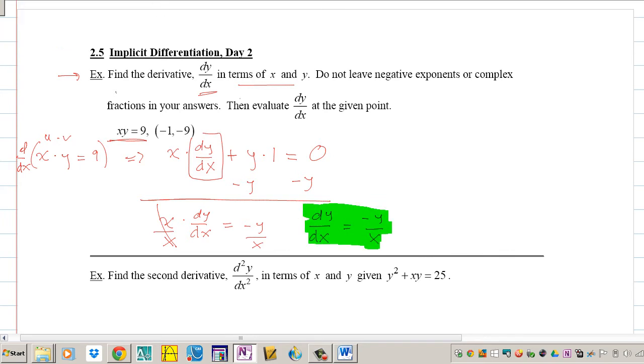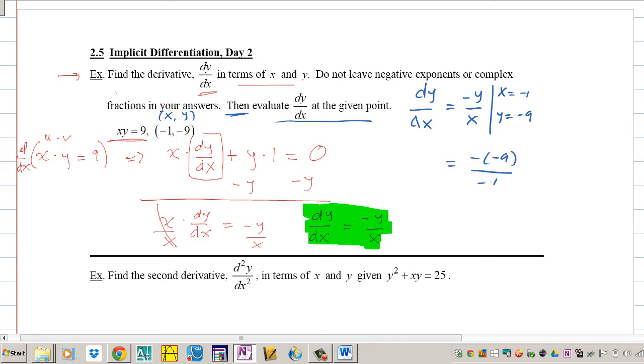Letter B. Well, there's no letter B, but it says here, then evaluate the derivative at the given point. Here's my given point, x comma y. So dy/dx is equal to negative y over x. But when I plug in x is equal to negative 1 and y is equal to negative 9, I really have a negative 9 over a negative 1. These negatives cancel, and it's just negative 9. That is my m, my derivative.